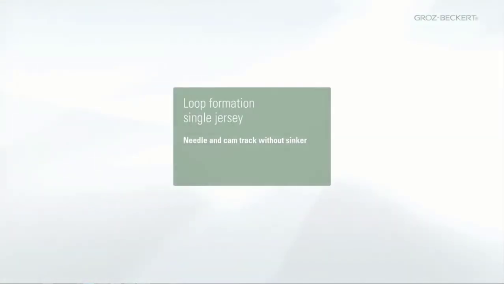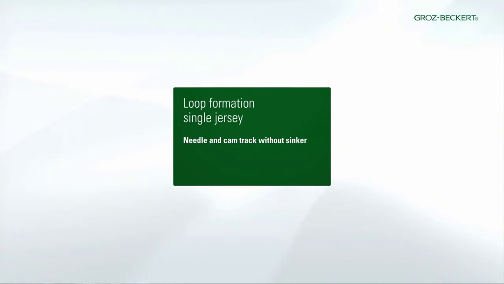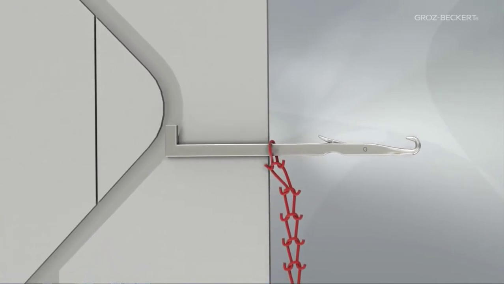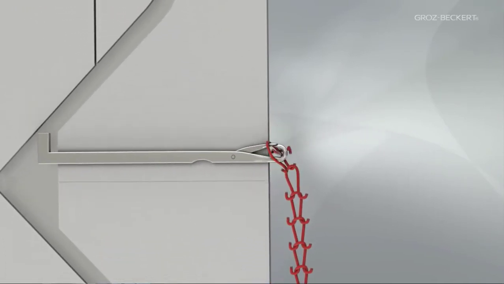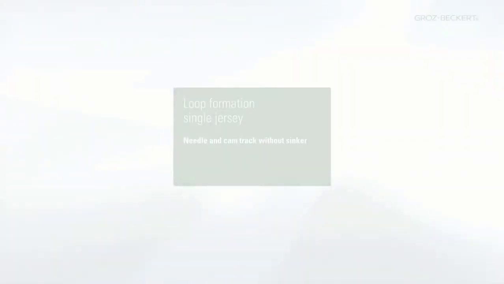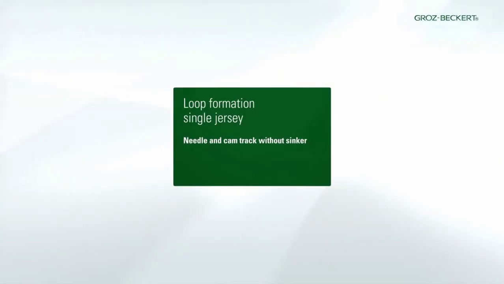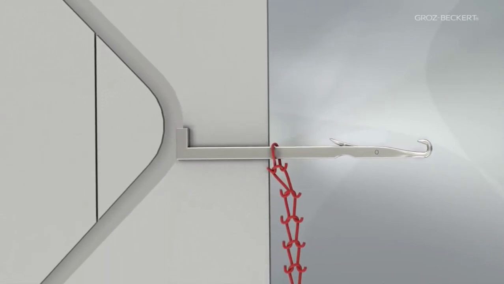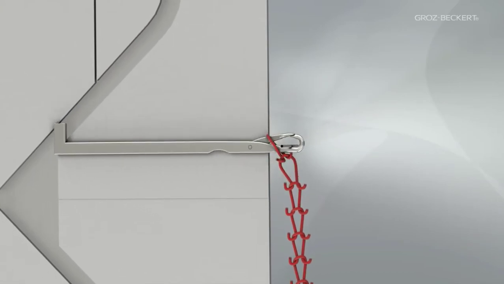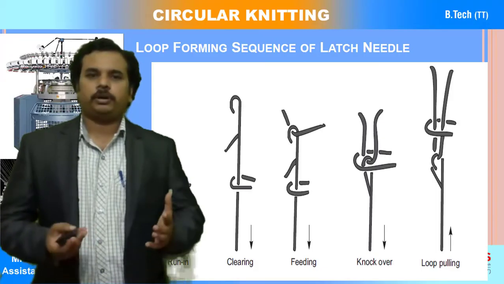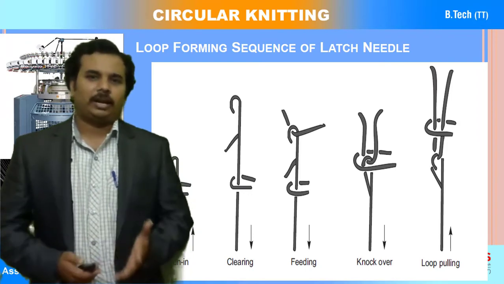We will see a small animation on how the loop formation is going to happen with the help of the latch needle, and how this latch needle butt is going to be followed in the cam. You can observe here the needle is slowly rising up, so that the old loop is cleared from the latch, and then we are feeding the new yarn to the hook, and after feeding, slowly the needle is lowering down, or when the needle is lowering down, slowly we are feeding yarn, then loop pulling can occur. You can see this. So this is about the loop formation sequence of the latch needle.